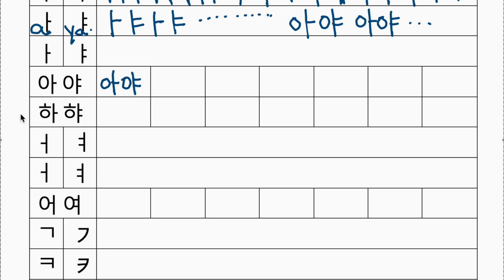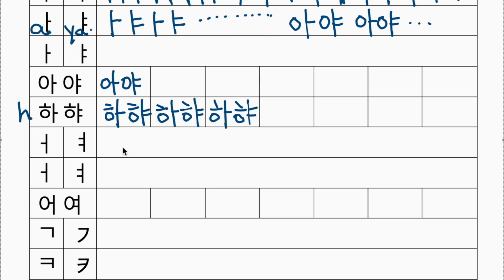This one sounds h. So ah, ha, right? You're going to say ha, ya. This is the ya sound. Sorry, this is ya, ya, ya. Then ha, ya, ha, ya.